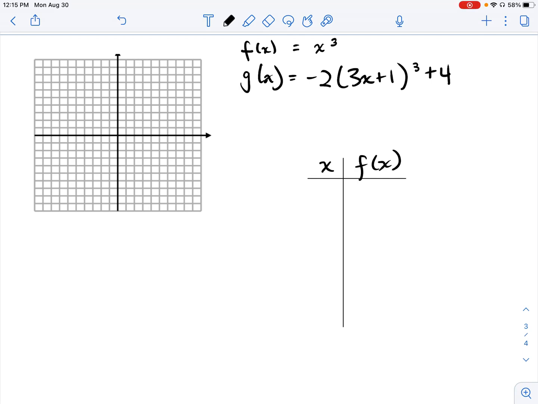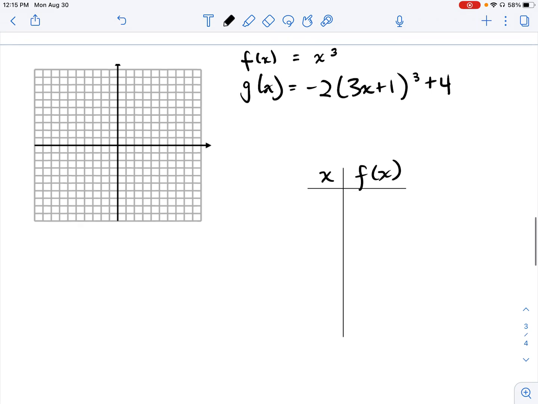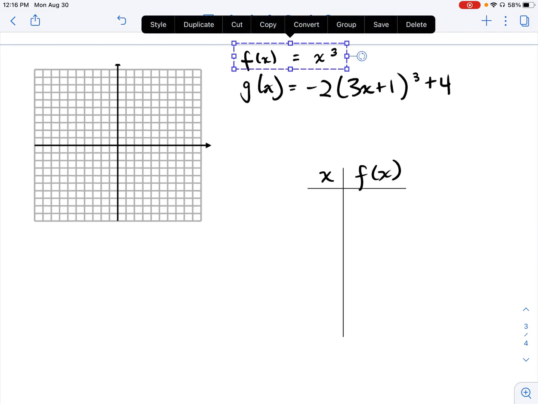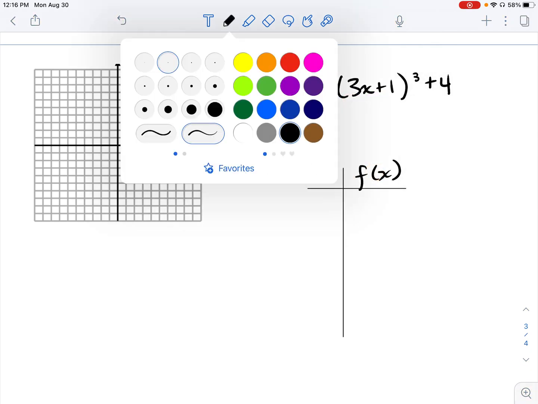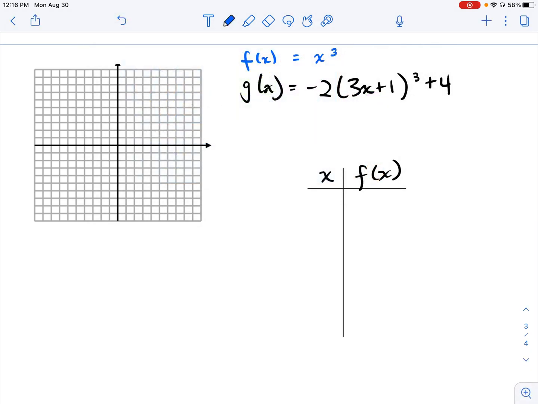What I start by doing is, let me change the color of this. Let's go blue. In blue, I'm going to write the parent function points. So I'm first going to create a table of values for my parent function. Since this is a cubic function, I think it's easiest to start with -2, -1, 0, 1, and 2. These are the x values.